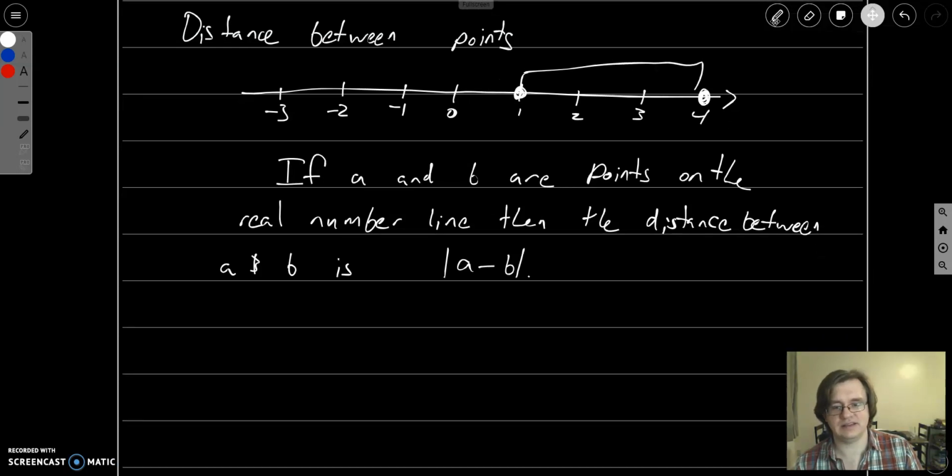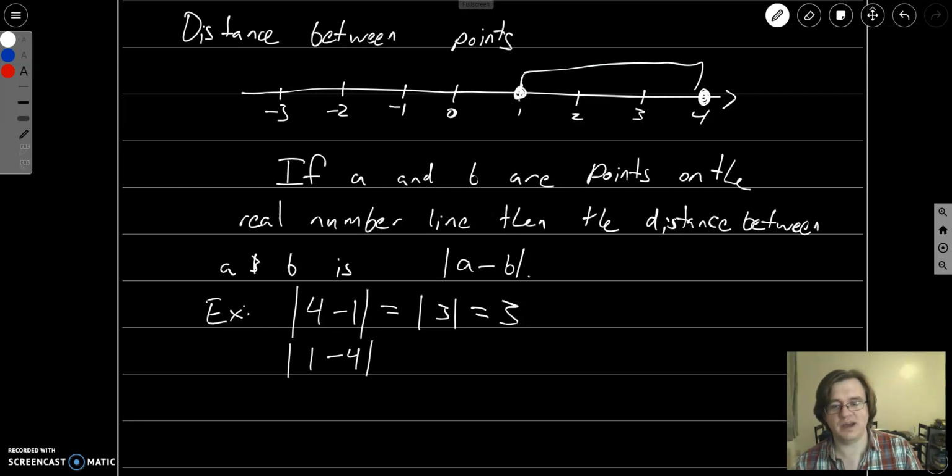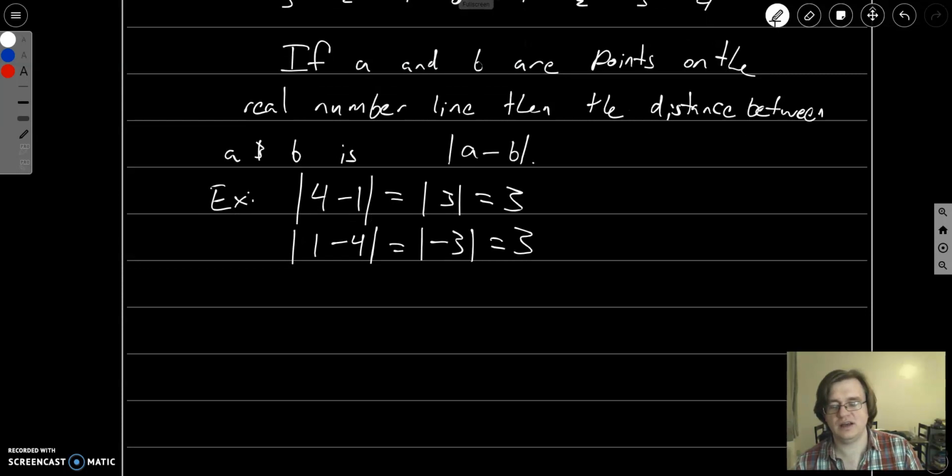The way this works is that the distance between any 2 points, we take the absolute value of their difference. So for example, the distance between 4 and 1, I will take their difference and I'll take their absolute value. So this is going to be the absolute value of 3, and that happens to be 3. But with distance, it shouldn't matter if we're going from a to b or from b to a. So if I take the absolute value of 1 minus 4, I'm going to get the absolute value of negative 3, which we already saw as 3. So this is a handy trick to keep in mind as well.